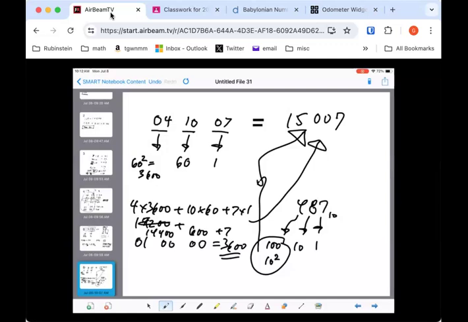Okay, does anyone have any questions about why this 04 10 07 in base 60 is actually the number 15,007 and not what you might have initially thought? Anyone have any question? You could type it into the chat if you don't like to unmute and talk, but if there's any questions about that.